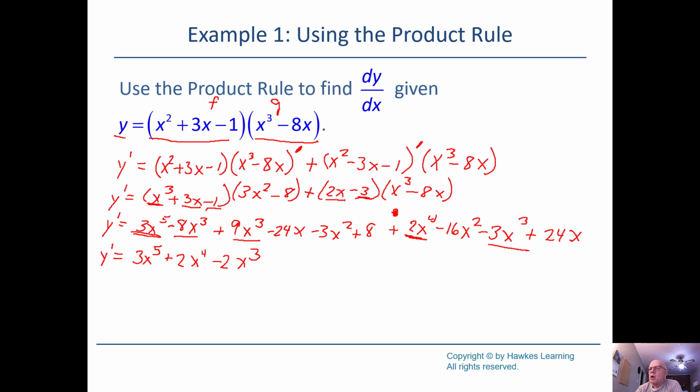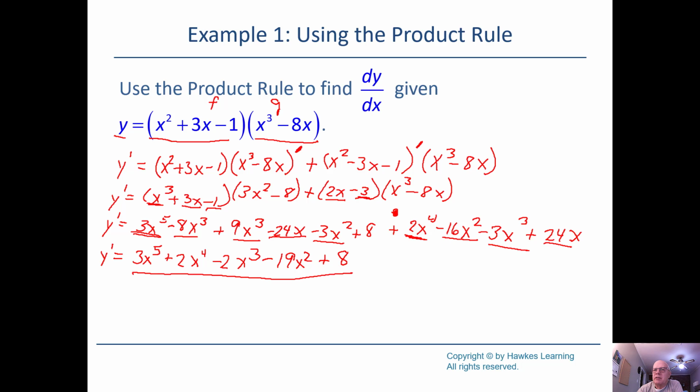Now I'm going to look for the x squares. I've got an x squared here, minus 3x squared, and a minus 16x squared for negative 19x squared. So I've used up this, and I've used up that. Next, I've got the x terms. I've got a negative 24x and a positive 24x. Well, that's 0. So those give me 0, nothing to add down here. And all that's left is an 8, so plus 8.